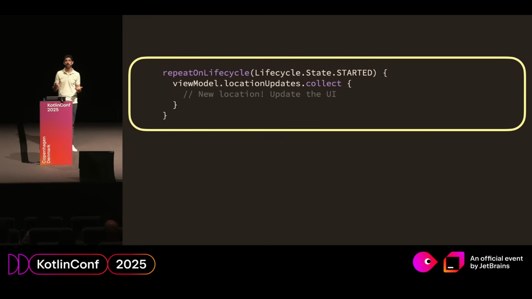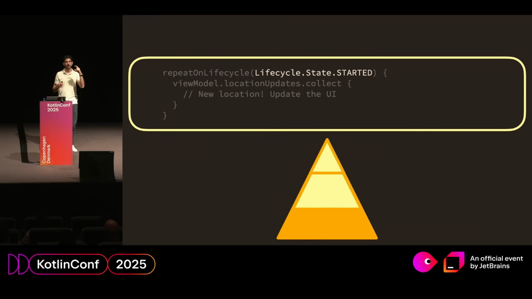And what's going to happen here is that the collect lambda is only going to be executed when the lifecycle is at least started, right? So here we have the solution that we only collect when the lifecycle is at least started. If we pass in the resumed state instead, it's only going to do that while the application is fully foregrounded. It's going to stop collecting when it goes on pause.